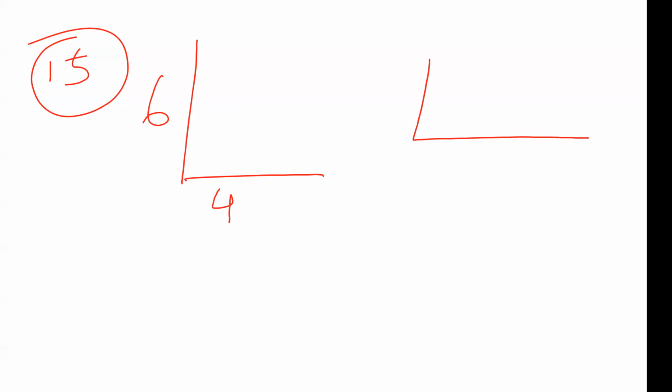Take this question, 15th one. A vertical pole of length 6 meter having a shadow 4 meter on the ground. This is of 6 meter, shadow is of 4 meter. And at the same time, another tower is having a shadow of 28. Find the height of a tower.